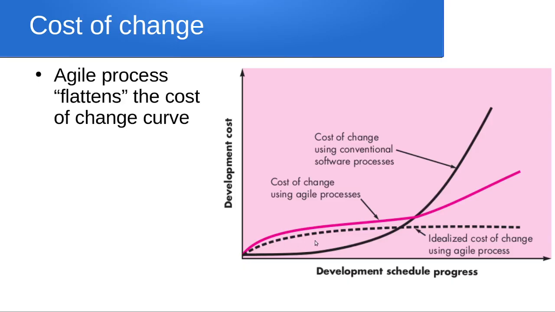In the beginning, definitely there is a change request and there are costs associated, but later on the change request cost will be less than in the conventional process. So here we have to understand that the agile process flattens the cost of change curve. It tries to flatten it. As it is non-linear, it is trying to make it almost linear. That is the thing.